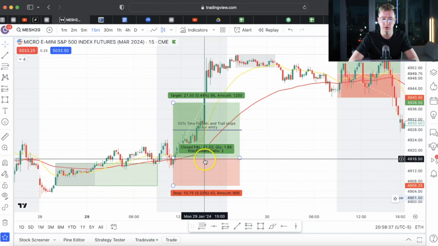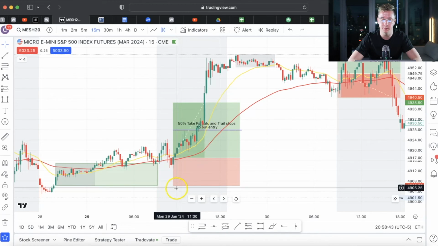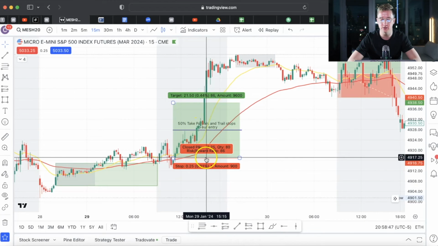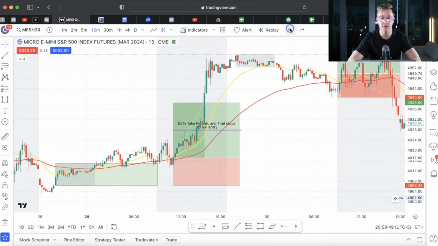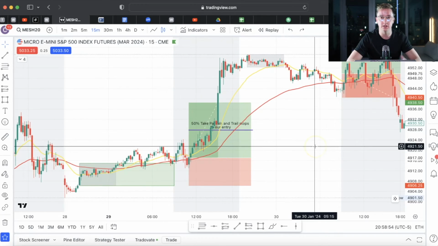So now I can see once price goes and hits this point, I'm going to close 50% of my profit or whatever you guys want, and then I'm going to simply trail my stops to my entry. So if price does come back down to my entry, I already closed with profit. So this is a really, really good thing that you guys could be doing. So that's what I want to show you guys in this video.